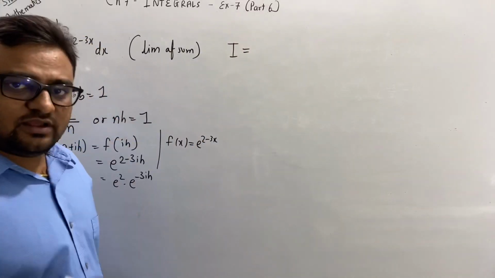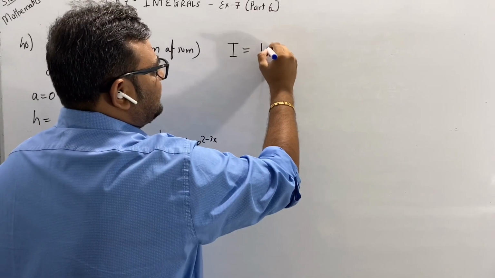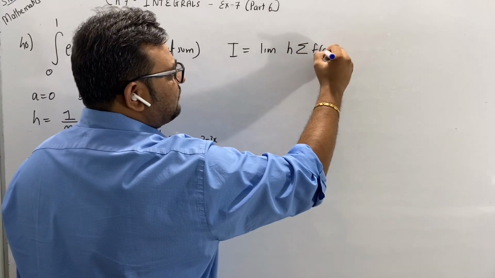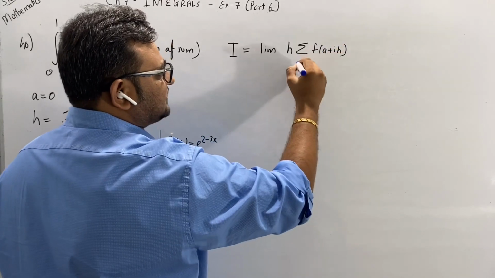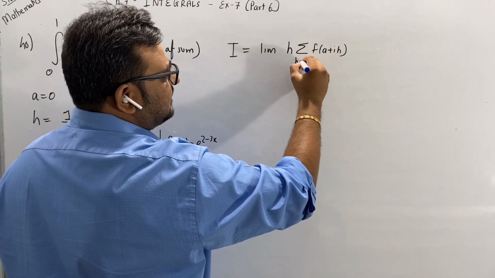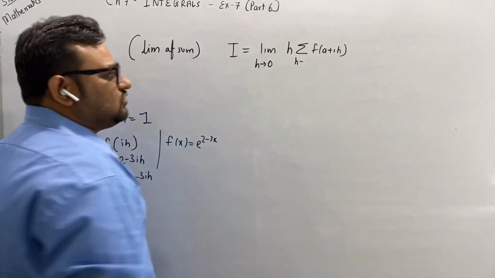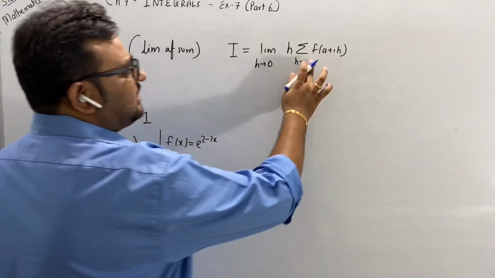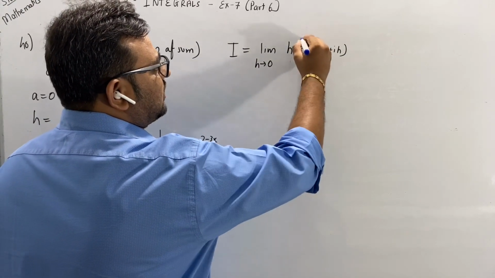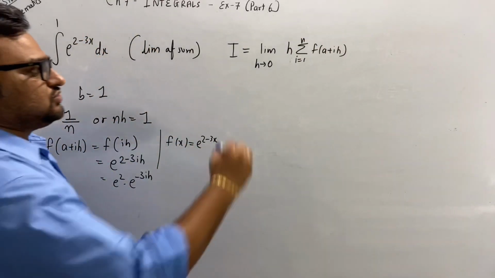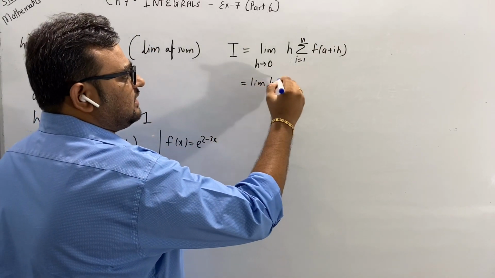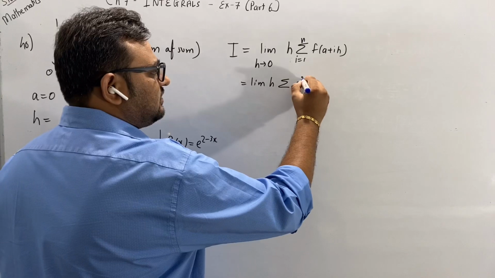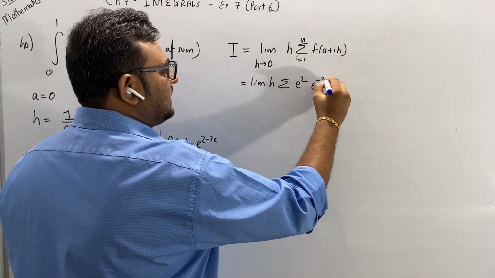So what was our formula? Just recall it. The limit as h tends to 0, or n tends to infinity, of h times the summation of f of a plus ih, for i equal to 1 to n. So now this will be the limit of h times the summation of f of a plus ih, which is e squared into e raised to minus 3ih.